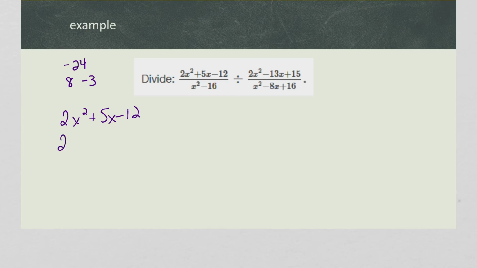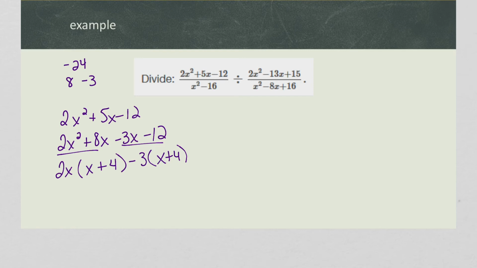So let's see here. I've got 2x squared plus 8x minus 3x minus 12. I'm going to factor by grouping now. So I've got 2x, and then I've got x plus 4. I'm going to factor out a minus 3, and then I've got x plus 4. So this factors to be x plus 4 and 2x minus 3. Okay, that's that one. So x plus 4 and 2x minus 3 goes right there. All right, the denominator is x minus 4 and x plus 4.